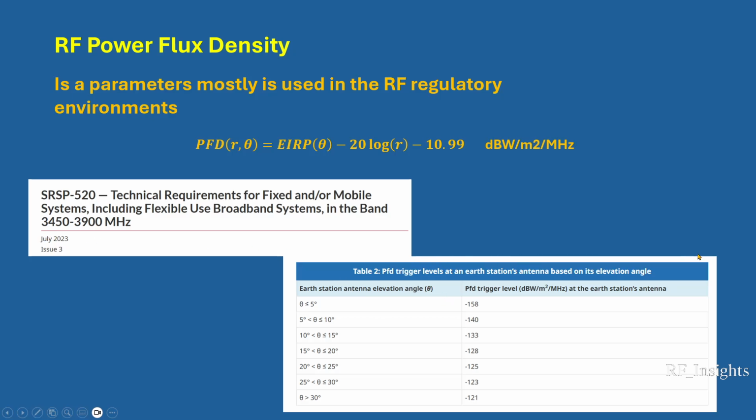There's a Table 2 in that document, if you look at it, that lists some PFD trigger values to protect some of the fixed satellite service Earth stations in Canada. This is an example of the PFD used in one regulatory document. There are a lot of them. I can tell you pretty much all technical documents that are addressing the coexistence of two kinds of systems, normally you can find some PFD values in those documents.